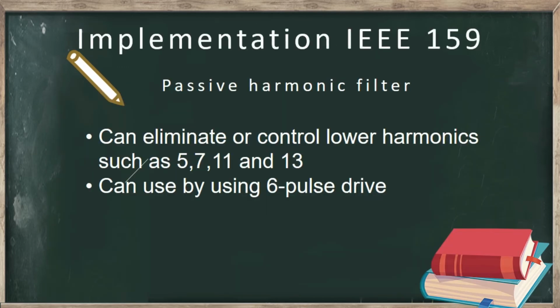So the next one is the implementation of IEEE 519. So what exactly is the IEEE 519 standard? It is to reduce the harmonics in electric components. There are several types of methods to reduce the harmonics. The first one is the passive harmonic filter. It can eliminate or control lower harmonics such as the 5th, 7th, 11th and 13th harmonics. It is also used by the 6-pulse drive.